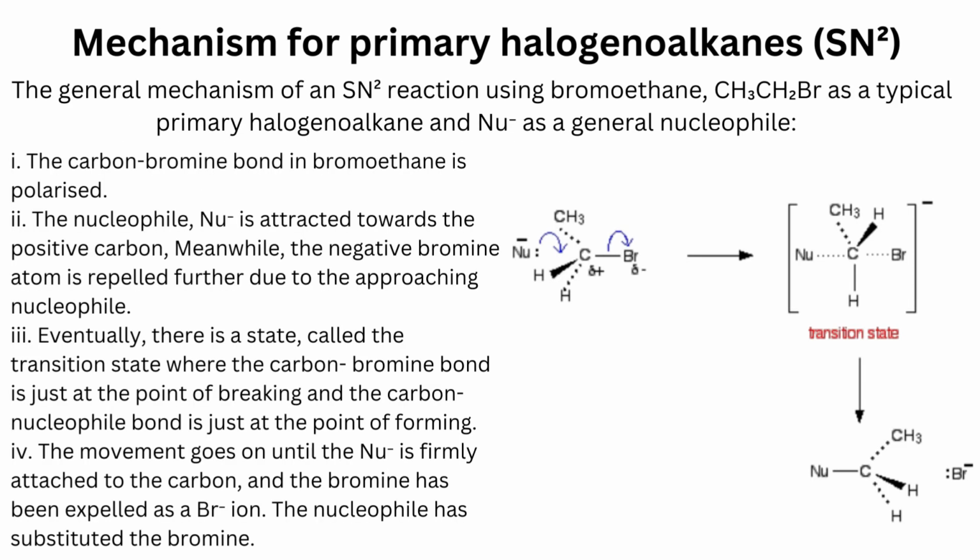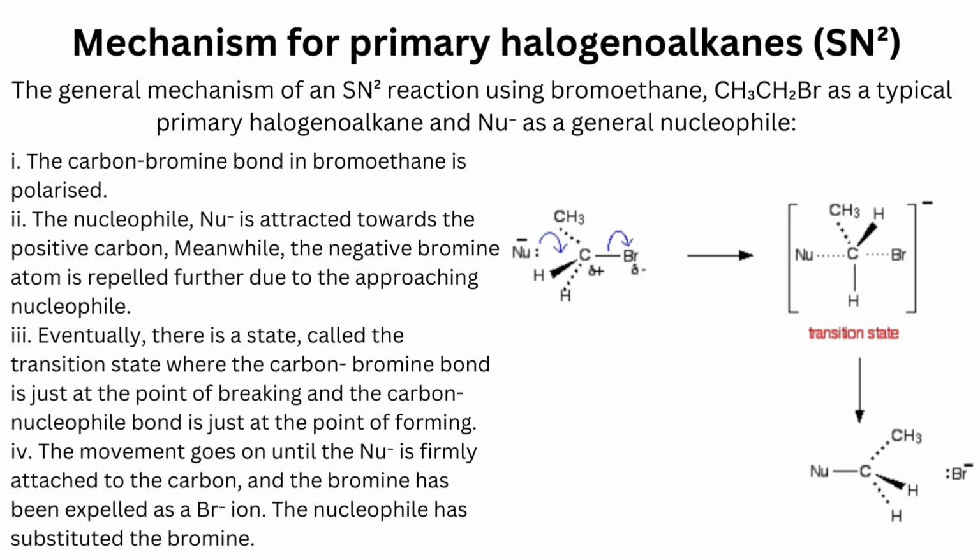The general mechanism of an SN2 reaction using bromoethane, CH3CH2Br, as a typical primary halogenoalkane and Nu- as a general nucleophile. The carbon-bromine bond in bromoethane is polarized. Next, the nucleophile is attracted towards the positive carbon. Meanwhile, the negative bromine atom is repelled further due to the approaching nucleophile.